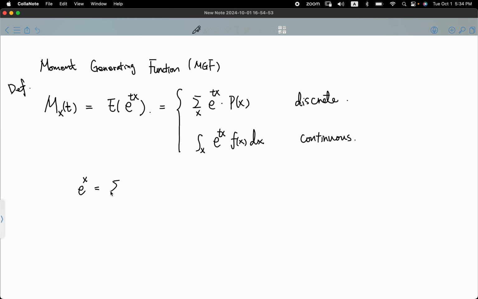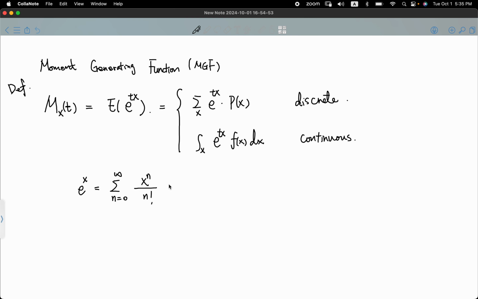So let me write it again. Let's use index n here, starting from 0 to infinity, and then we have this particular fraction, n factorial. So this is also the expression that we used to solve some of the expectations from last lecture. And again, we are going to use this to illustrate why this function is helpful in generating moments.